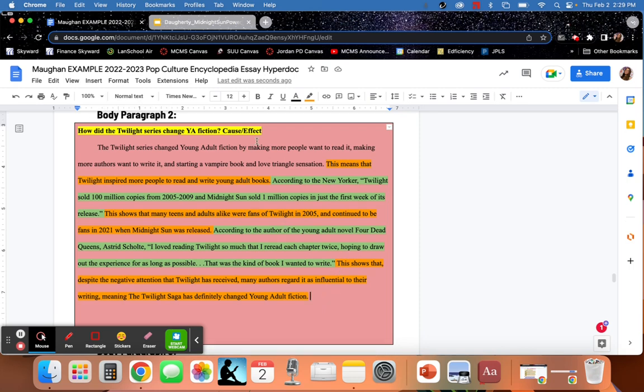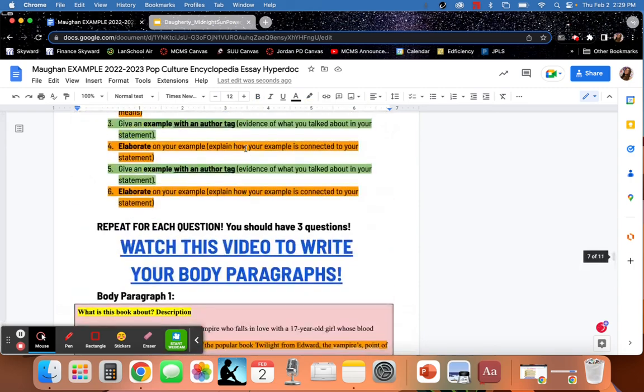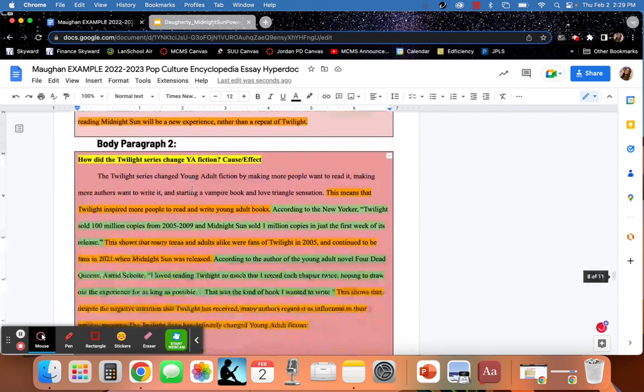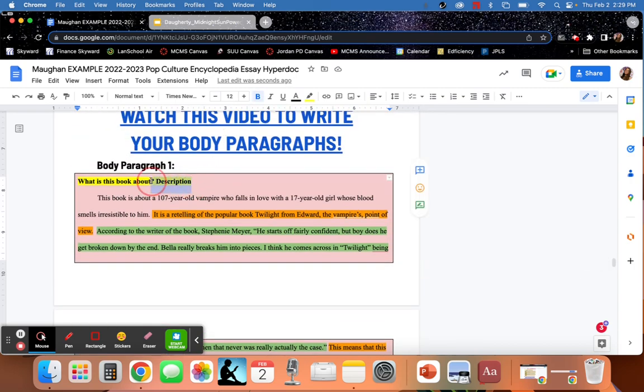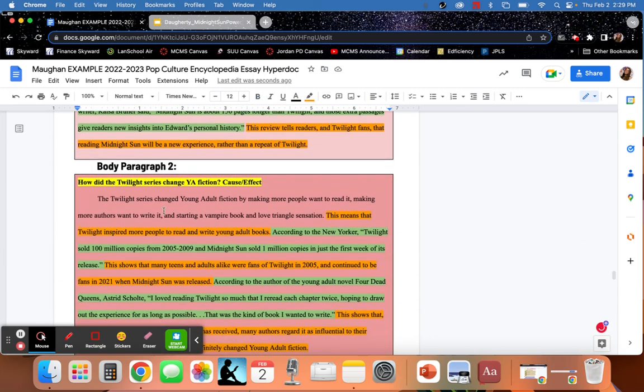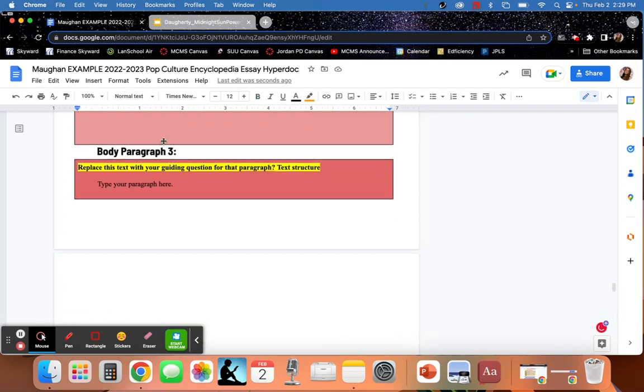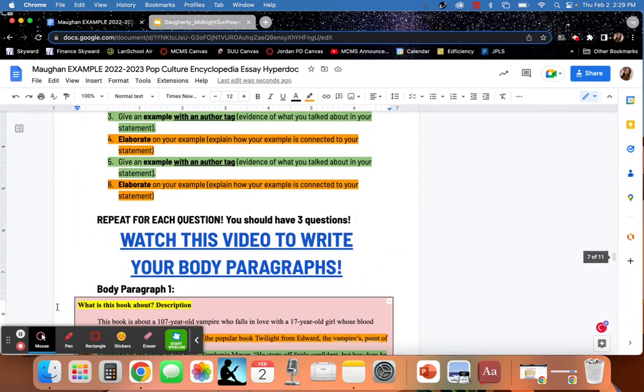So you should have a paragraph that looks like this: yellow highlight for your question and text structure, no highlight for the statement that is answering your question. Elaborations will be highlighted in orange and examples highlighted in green. Notice that after every sentence, I have an elaboration, and that every elaboration is using the text structure that I used to organize my paragraph. You only have to watch this video once, but if you would like to watch it again to write body paragraphs 2 and 3, you are more than welcome to.